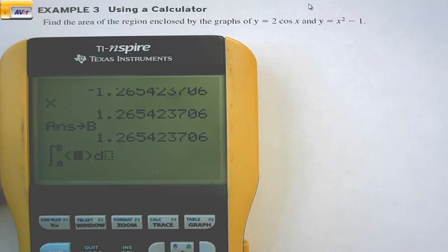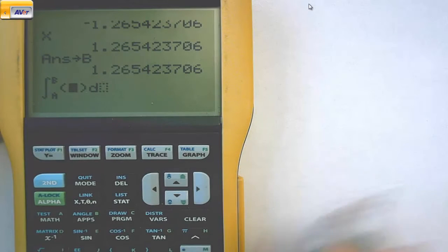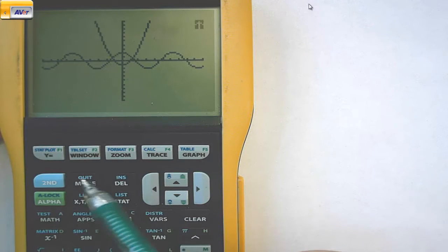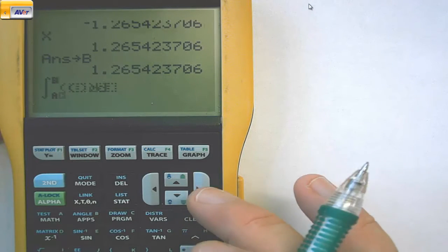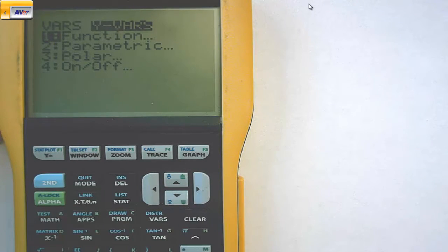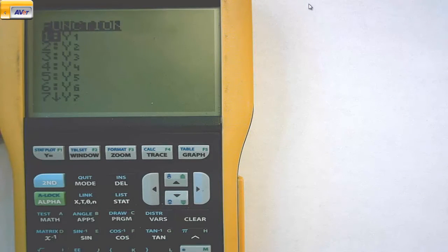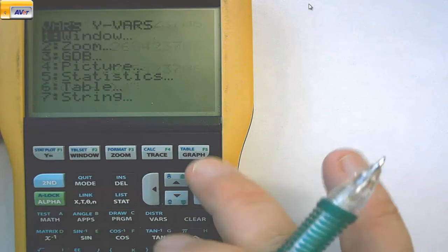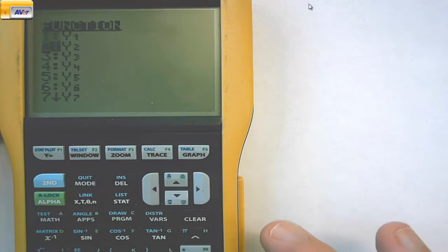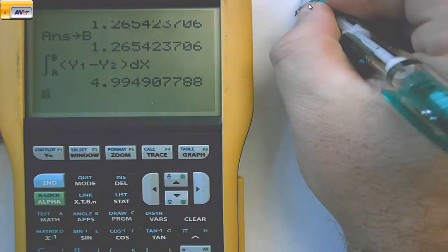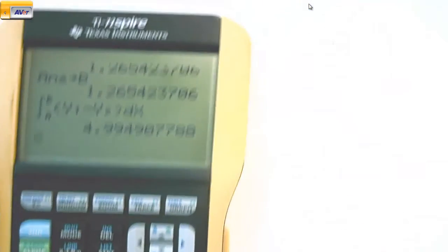And instead of typing the equations in again, we can go to variables, VARS. Let me get this on the screen. We can go to Y variables. Whoops, I hit graph. Let's quit out of there. Arrow over to here. There we go. Variables, Y variables, function, enter. The top one was the cosine. That's the first one I entered in. Then we're going to minus, go to variables, Y variables, and we're minusing Y2. It's with respect to X. And we get 4.995.